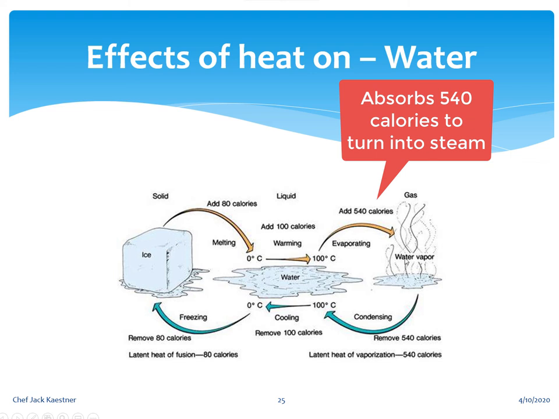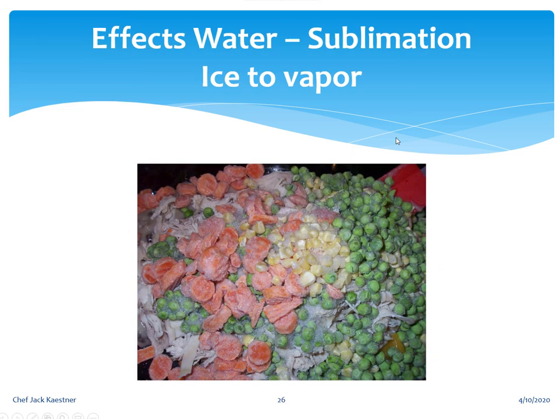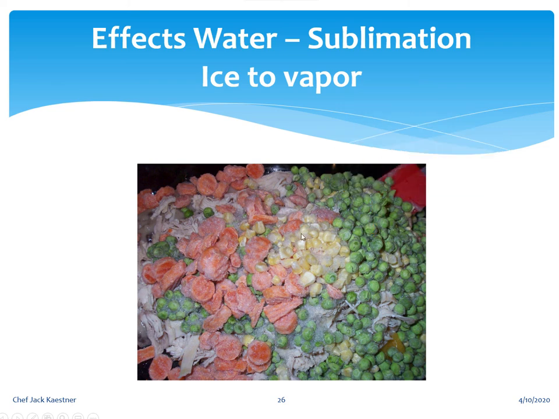And that's why if you've ever had a steam burn, now you'll kind of understand, because when that steam hits your hand, it releases the 540 calories of heat into your hand, and that's why steam burns are really painful. Sublimation, that's when it goes from ice to a vapor, and the term for that is freezer burn. So these are a bunch of fresh vegetables that haven't been wrapped properly, and it's still edible, but the water has evaporated from the food.